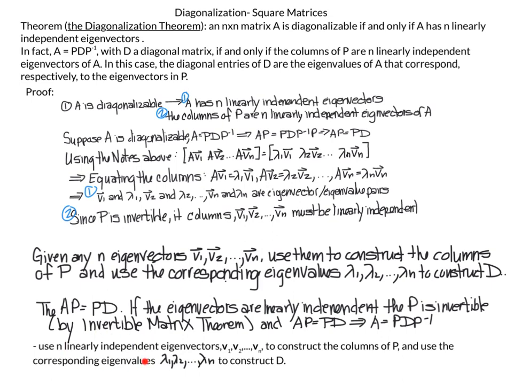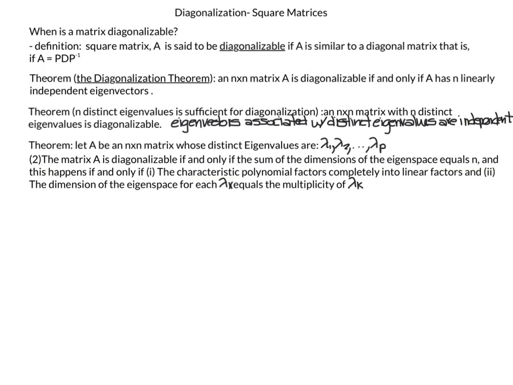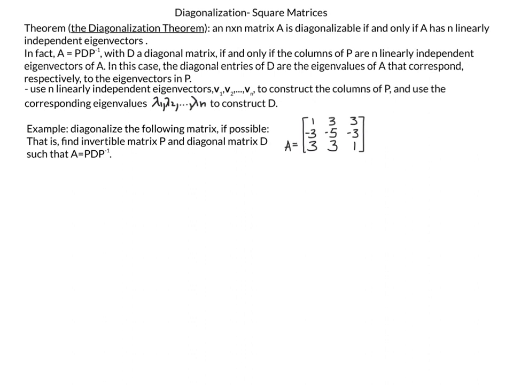We're going to add this to our overview slide. This theorem then is the first theorem we can use to check if a matrix is diagonalizable. That is, it's diagonalizable if and only if A has n linearly independent eigenvectors. And before we add this, let's go ahead and do an example.